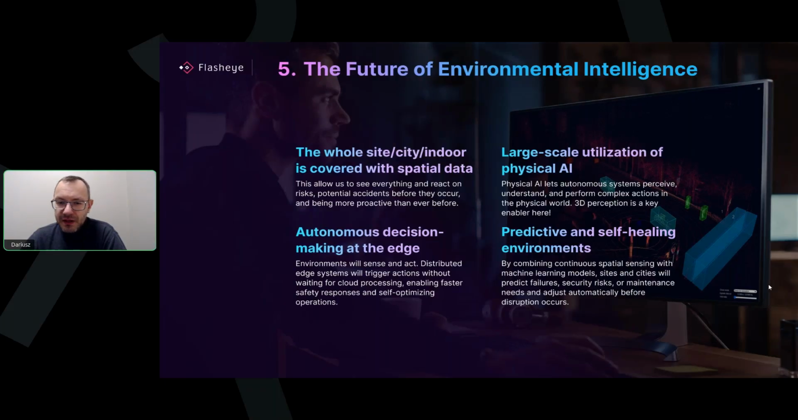Predictive and self-healing environments. By combining continuous spatial sensing with machine learning models, sites and cities will predict failures, security risks, or maintenance needs and adjust automatically before disruption occurs.